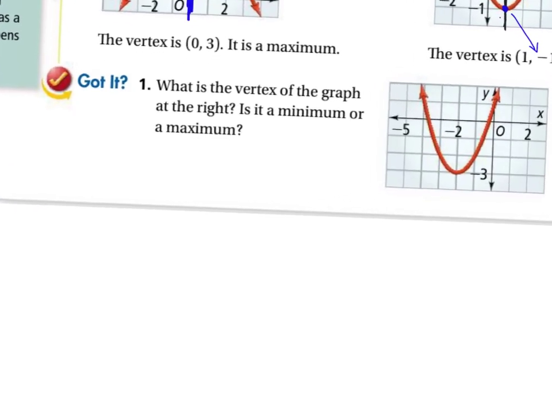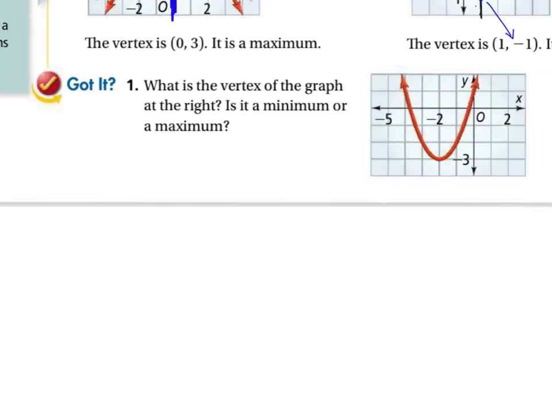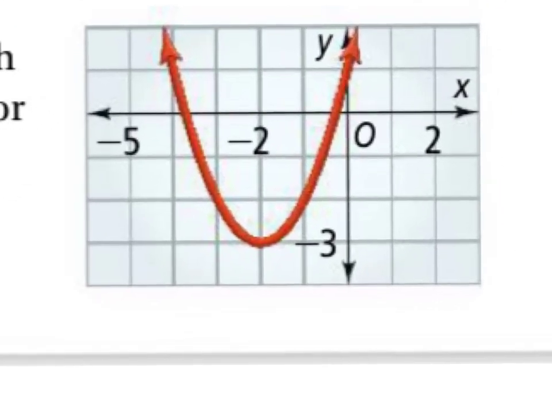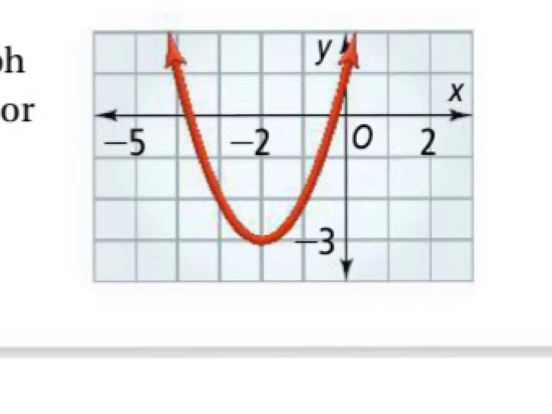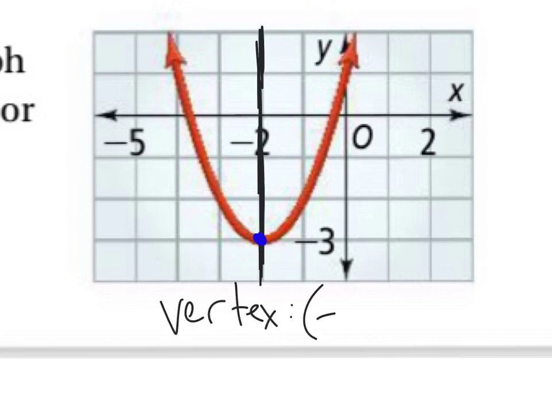So if we look at number 1, same questions. So for finding our vertex again, let's try to think about where this would split in half, where our line of symmetry or axis of symmetry is. Looks like it's there, and so that vertex is at -2, -3. And then since this is the lowest point on the graph, then we would say it is a minimum value.